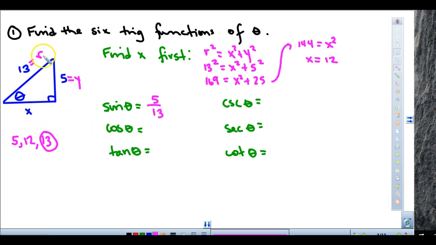Cosine is x divided by r, and we just found x to be 12. So we're going to say that that is 12 divided by 13. And tangent is y divided by x. So that will be 5 over 12. And then now you're just going to flip these to get the inverses.